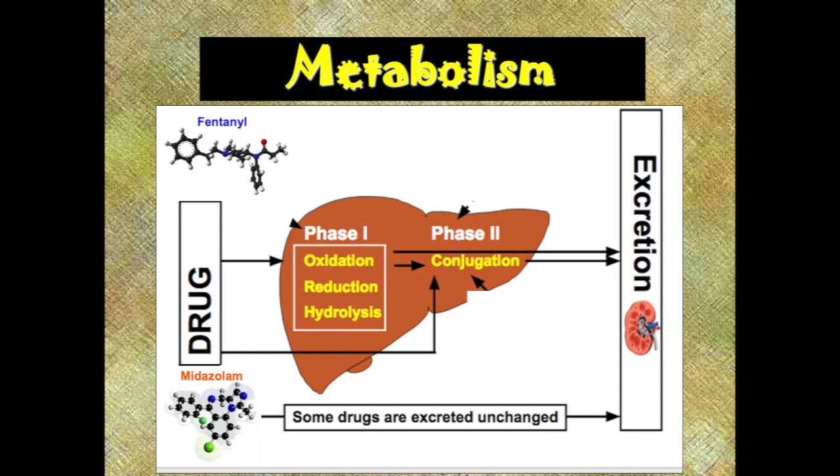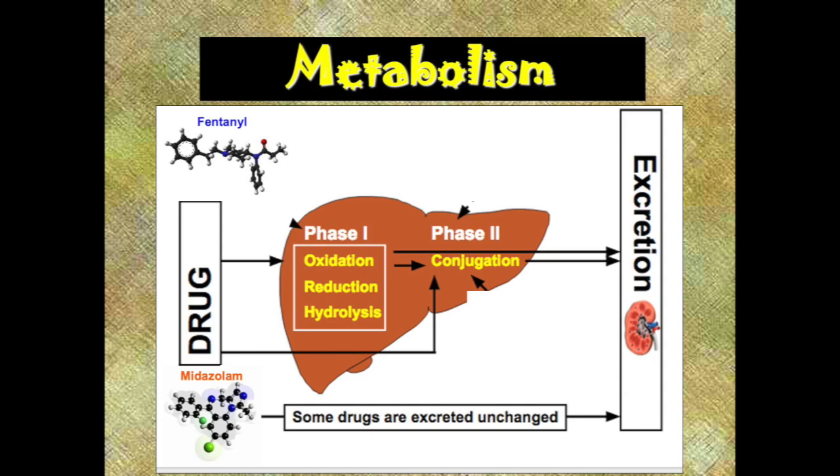Metabolism is going to be involved mainly by the liver. There are a few drugs that are broken down by enzymes just within the bloodstream, but the bulk of metabolism for the medications we give patients is going to be through the liver, through the processes of adding oxygen, taking away oxygen, or breaking molecules with water. So there's oxidation, reduction, or hydrolysis.